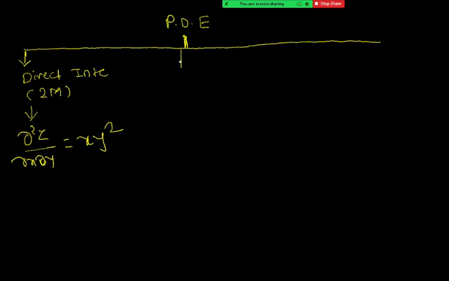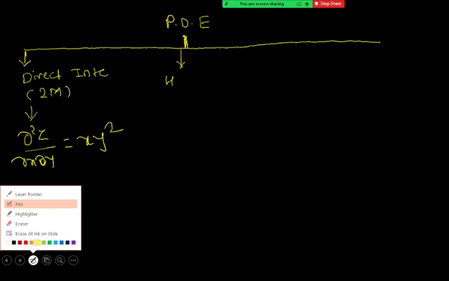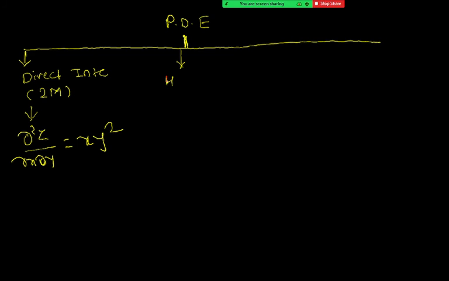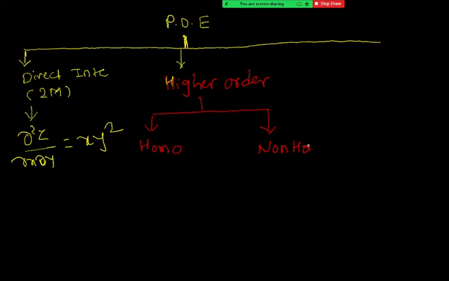After that, we started higher order PDE. Let me change the ink. In the higher order, we have two things again. One is homogeneous, and the other is non-homogeneous.